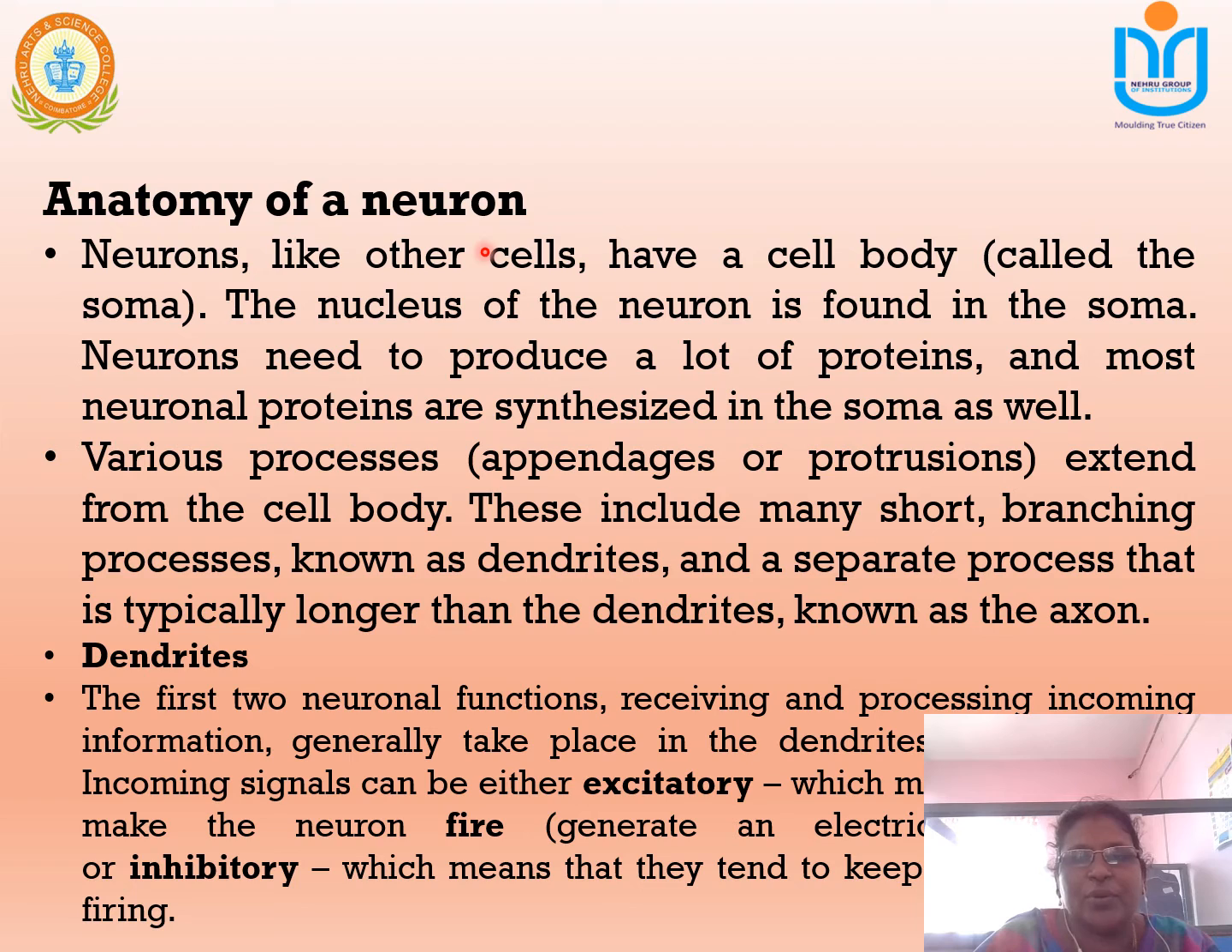Regarding the anatomy of a neuron, neurons, like other cells, have a cell body called the soma. The nucleus of the neuron is found in the soma. Neurons need to produce a lot of proteins, and most neuronal proteins are synthesized in the soma as well. Various processes, appendages or protrusions extend from the cell body. These include many short branching processes known as dendrites, and a separate process that is typically longer than the dendrites, known as the axon.